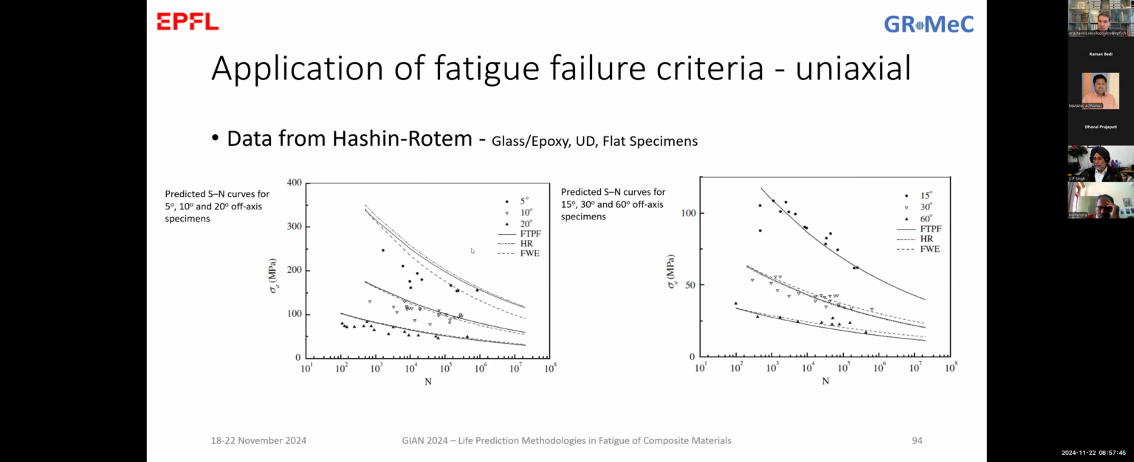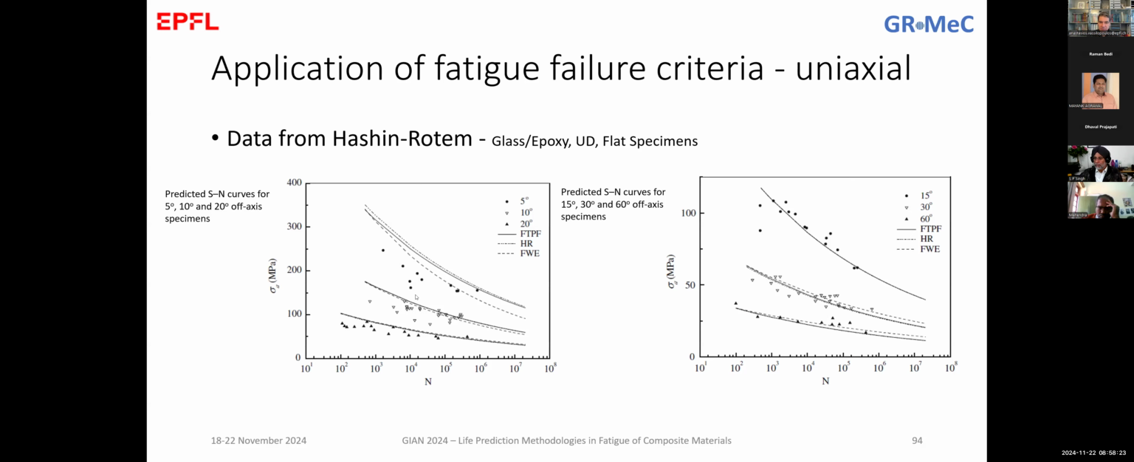The other two criteria, FTPF, fatigue tensor polynomial in fatigue, and Hassin and Rotem criteria, actually used the 0 degrees fibers to define the X properties, the 90 degrees fibers to define the Y properties, and they used also the 45 degrees for the shear properties. So that's why you don't see here the predictions for 0, 90, and 45, because they have already been used for the definition of the polynomial criteria.